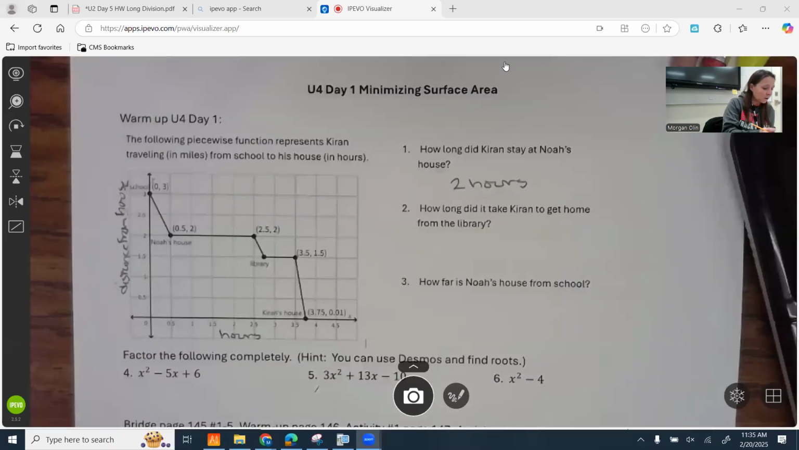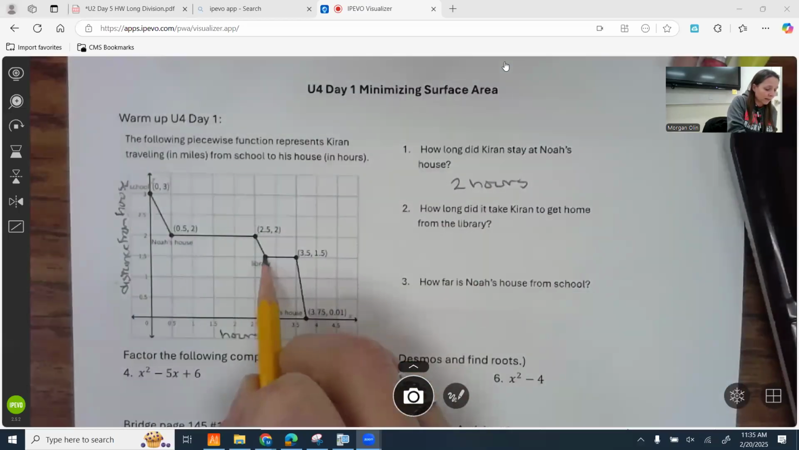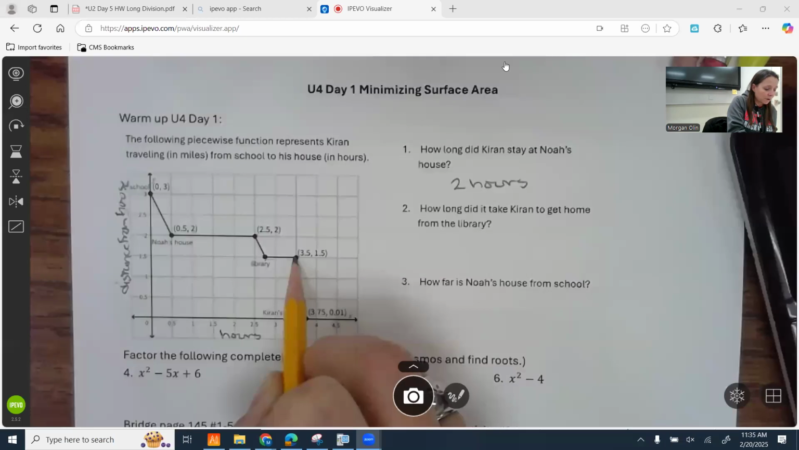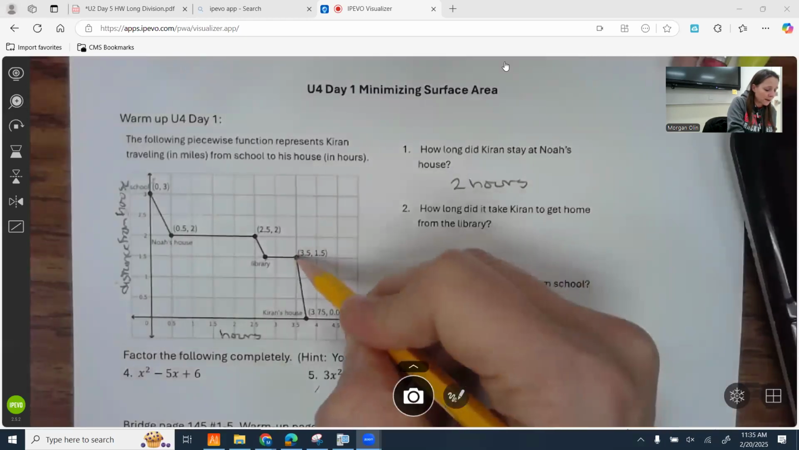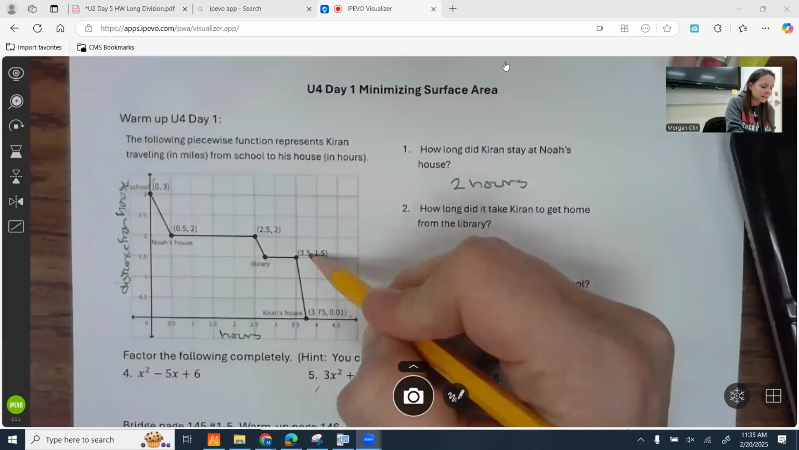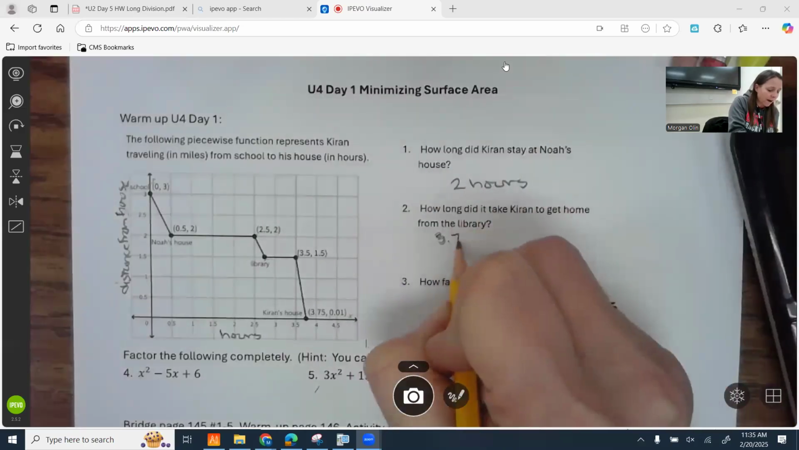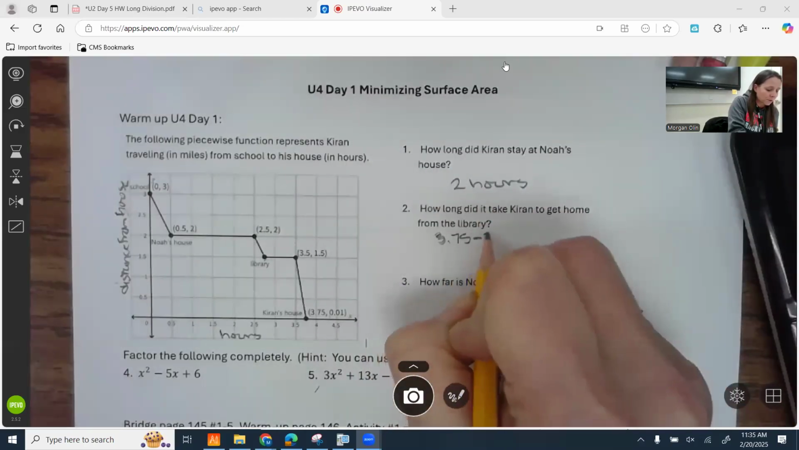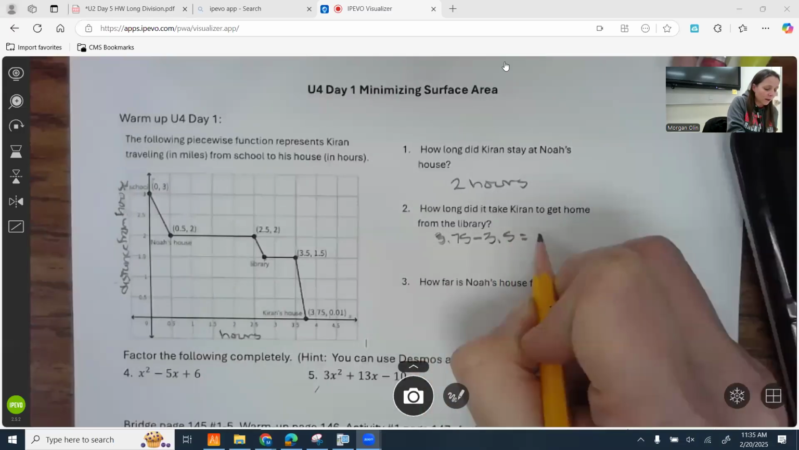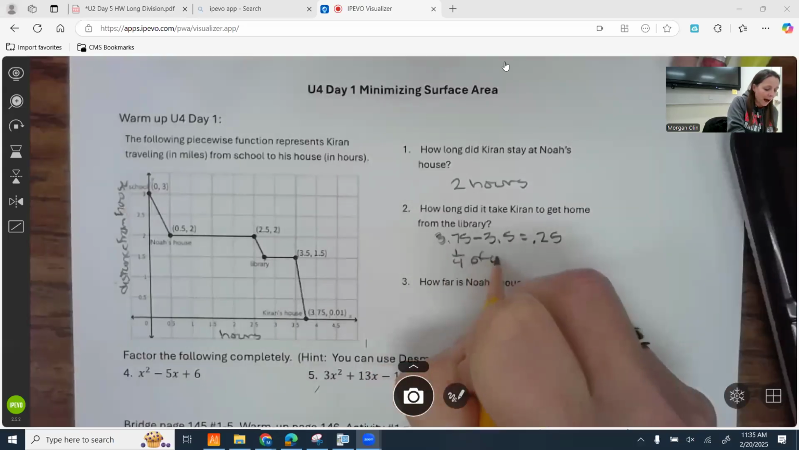All right. Now, how long did it take Kieran to get home from the library? Right here is where he arrived at the library. Well, he stayed at the library and he left here. So from here to here is how long it took him to get home. Notice that x value went from 3.5 to 3.75. So if I subtract that, 3.75 minus 3.5, I end up with 0.25, so 1/4 of an hour.